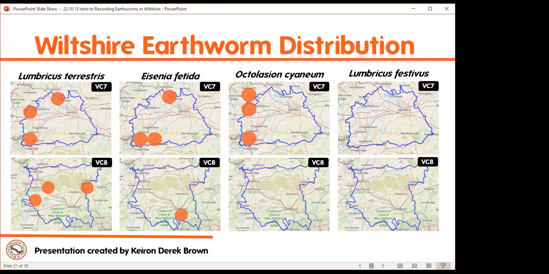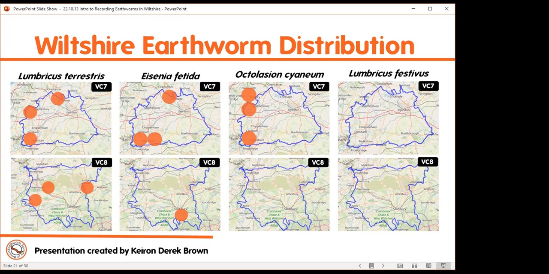Octolasion cyaneum is another fairly common earthworm, but it tends to not be picked up as much in earthworm surveys, because it's maybe not as abundant as some of the more common ones, even though you do find it quite widespread. That hasn't been picked up in South Wiltshire at all. And Lumbricus festivus is an earthworm that is classed as rare. I don't really think it's truly rare, if I'm honest. I think we just don't have enough data on it yet. And that's never been found in either of the vice counties. So there are still a lot of gaps in our data here.